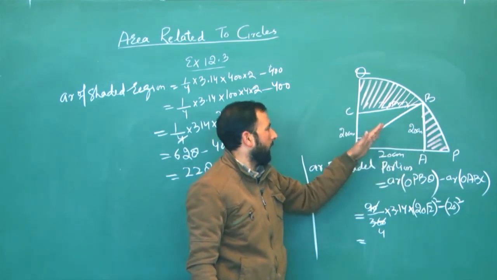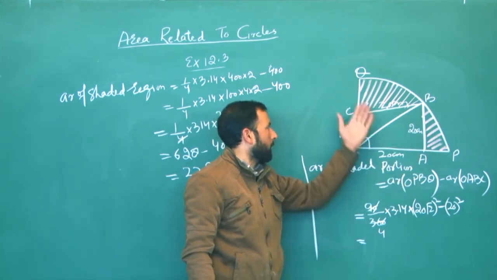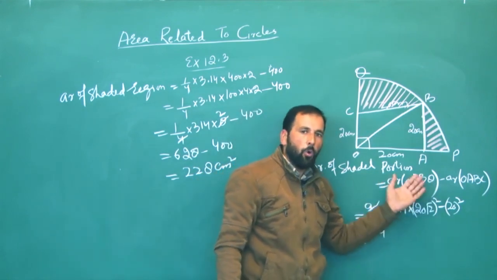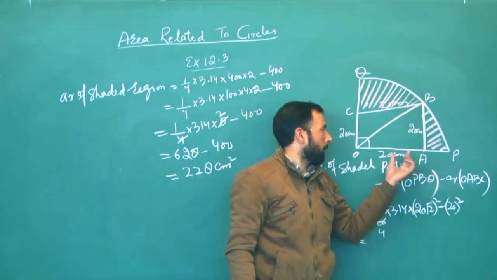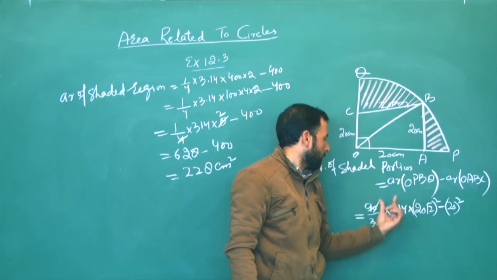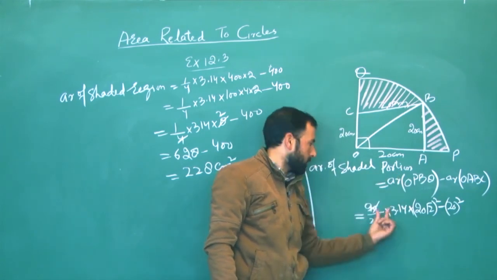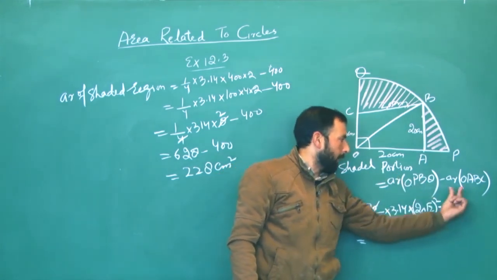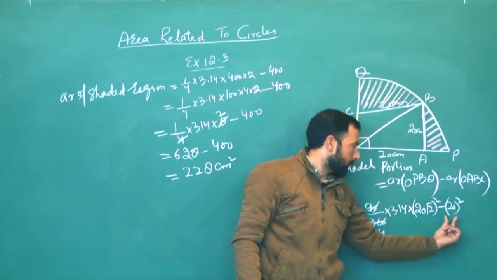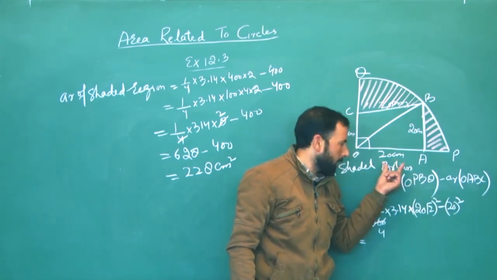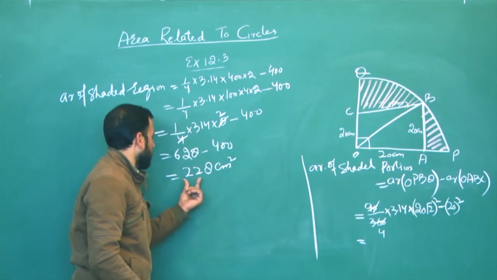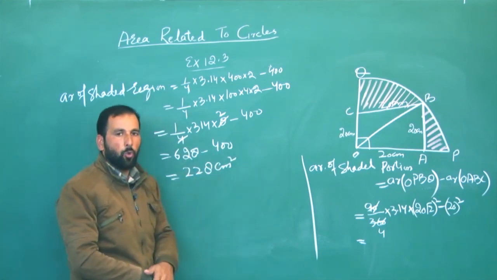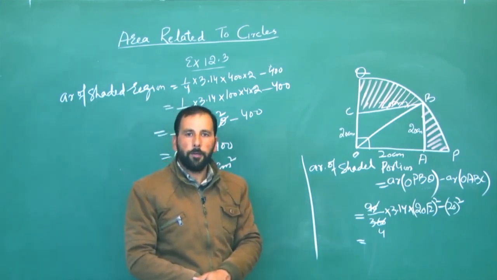Then after finding the radius, we can find the area of the shaded portion, that is area of OPBQ minus area of square OABC. The formula is theta divided by 360 into pi r square minus area of a square, which is equal to side square. The side is given here as 20. So after calculating, the area of the shaded region is 228 square centimeter.